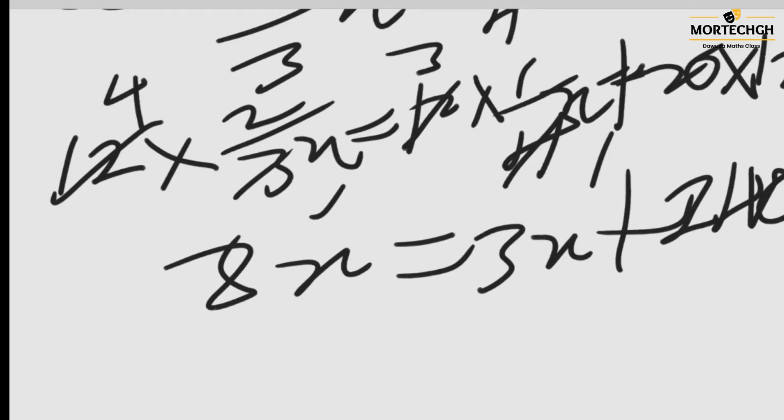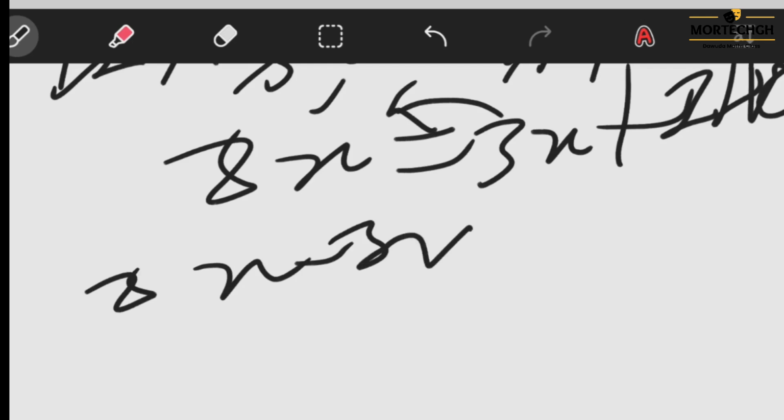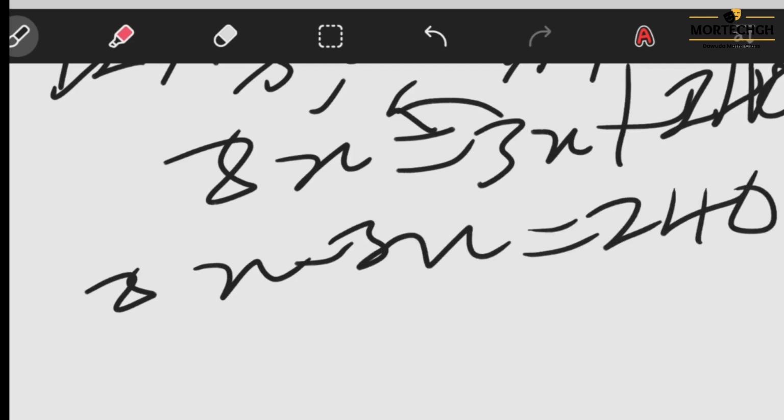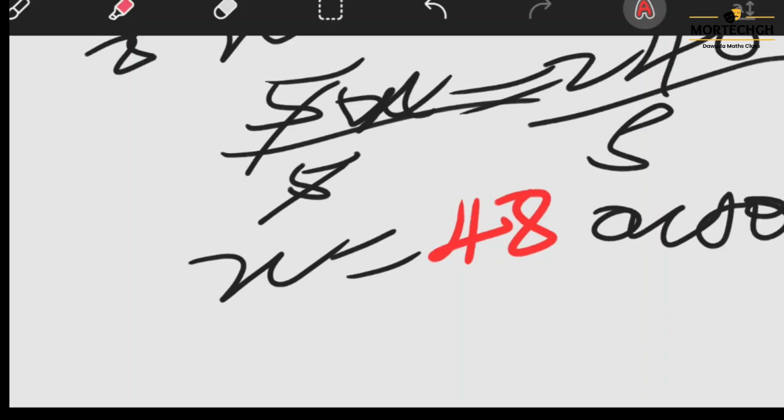Right? So we group like terms. We send the 3x across. We will have 8x minus 3x to be equal to 240. 8x minus 3x will give you 5x. So we have 5x here to be equal to 240. We divide both sides by 5. 5 will cancel 5, leaving x to be equal to 240 divided by 5, which will give you 48. They say we should find x, and x represents the total number of acres, right? So x is equal to 48 acres.